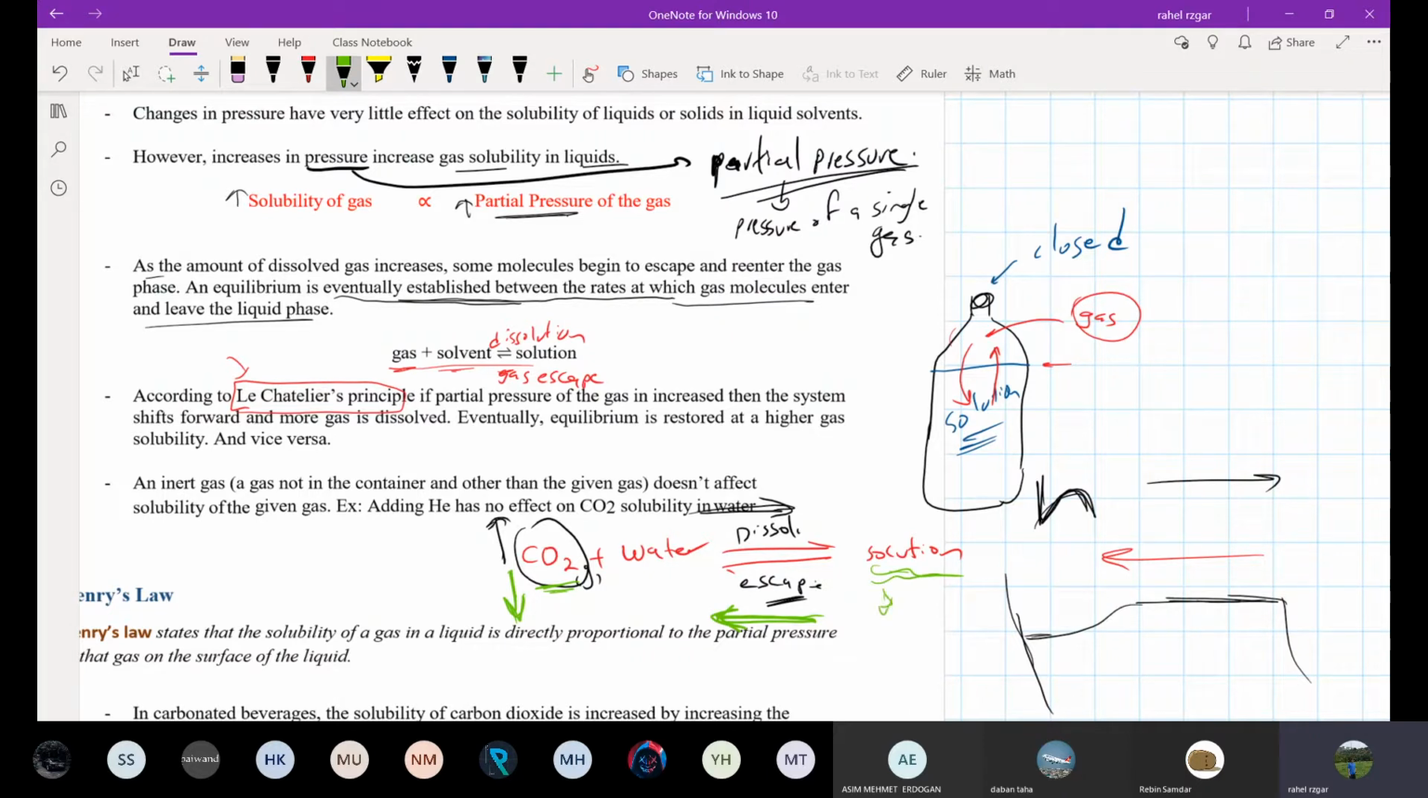So the solution will decrease. Why? Because we are removing CO2. Some of the solution must go back, form some more CO2 again and water again.